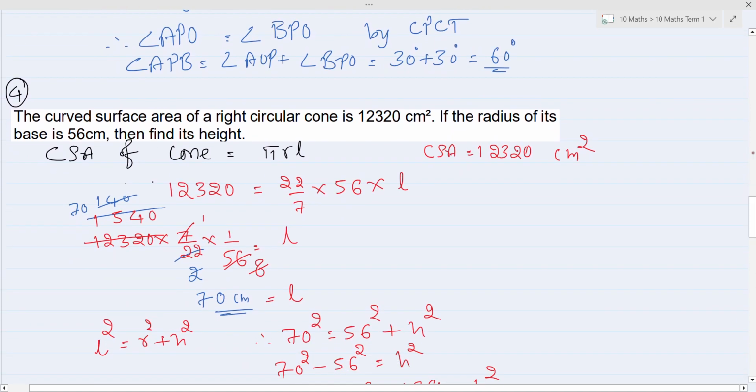So here is the next question. The curved surface area of a right circular cone is 12,320 cm square. If the radius of its base is 56 cm, then find the height. So the radius of the base is given, which is 56 cm.